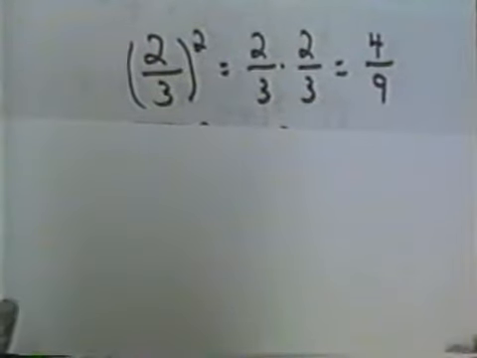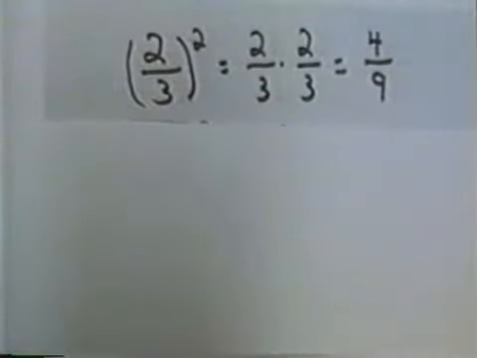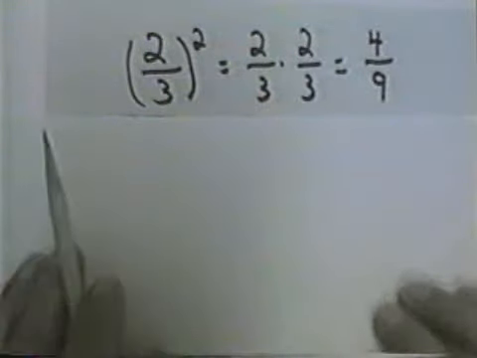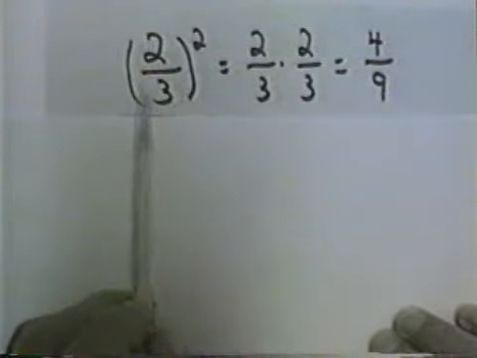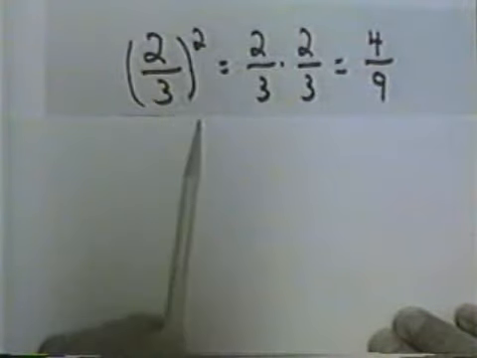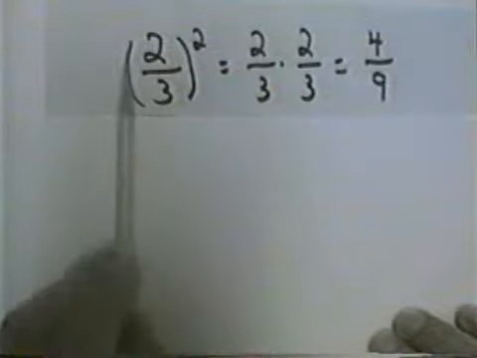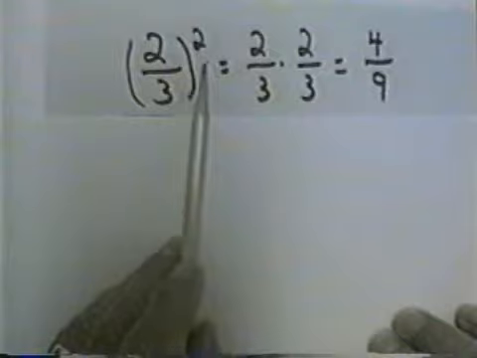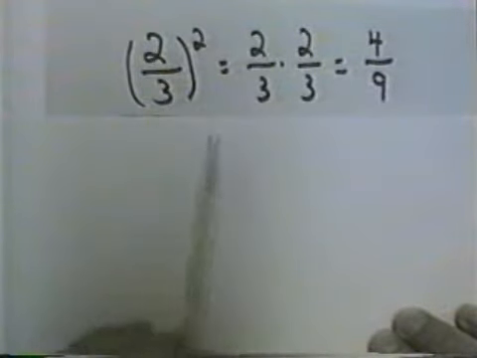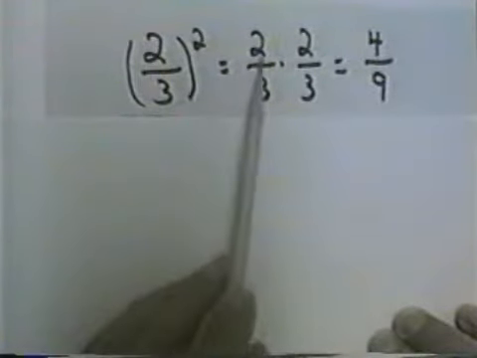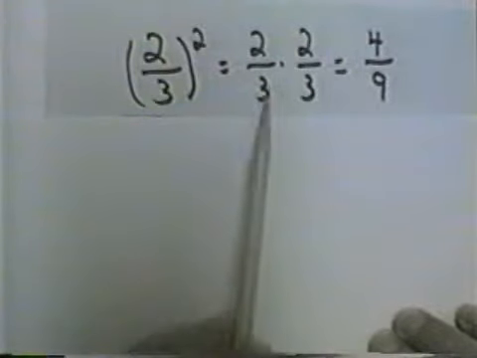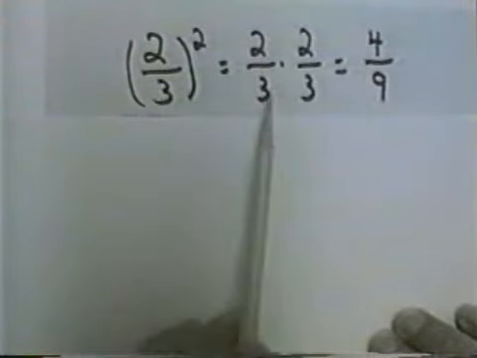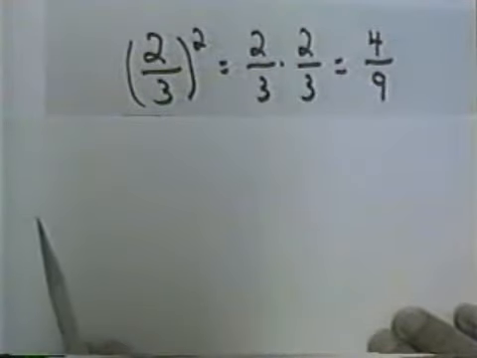Fractions as bases provide no more of a problem than integers, except you have to do it more times. If you have 2/3 squared, the base is 2/3. Notice the whole thing's in parentheses. The positive integer 2 tells me to use the base as a factor 2 times. So 2/3 squared means 2/3 times 2/3. Then I simply multiply. 2 times 2 is 4. 3 times 3 is 9.